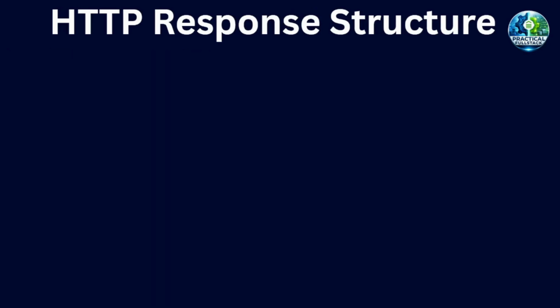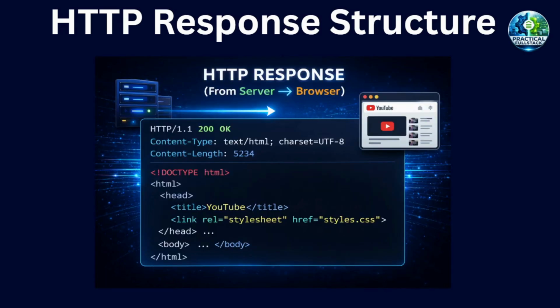Now let's look at what happens after the server receives the HTTP request. Basically, it processes the request, retrieves the required data, and prepares the response. It then sends back something called an HTTP response. At the top of the response, we see the status line. In this example, it says HTTP/1.1 200 OK. This tells the browser that the request was successful. We'll explore more about these HTTP status codes in the next part.